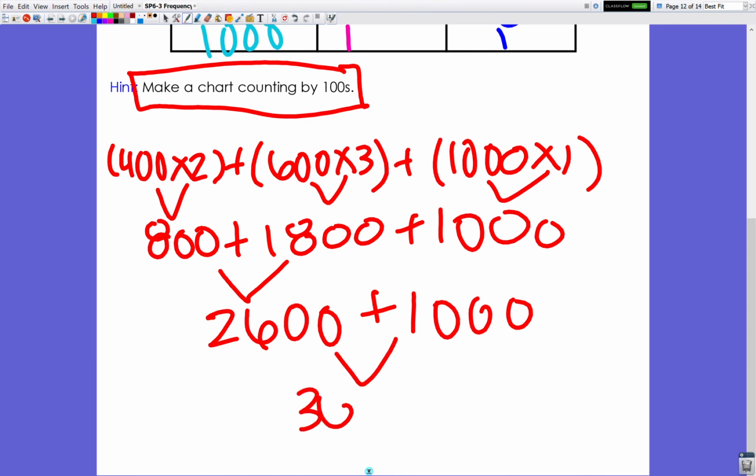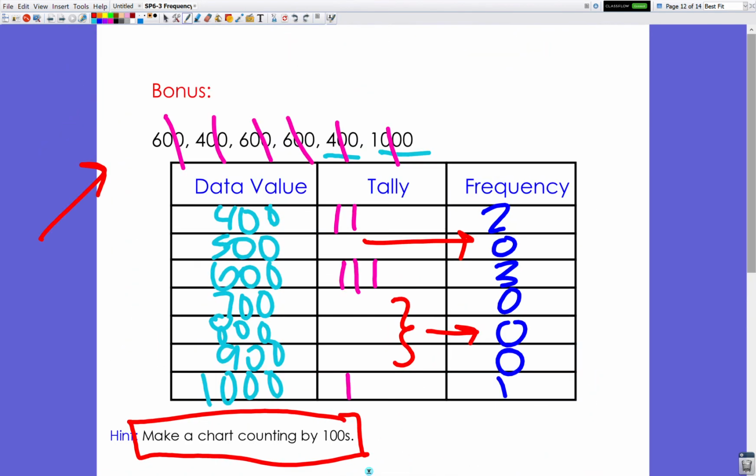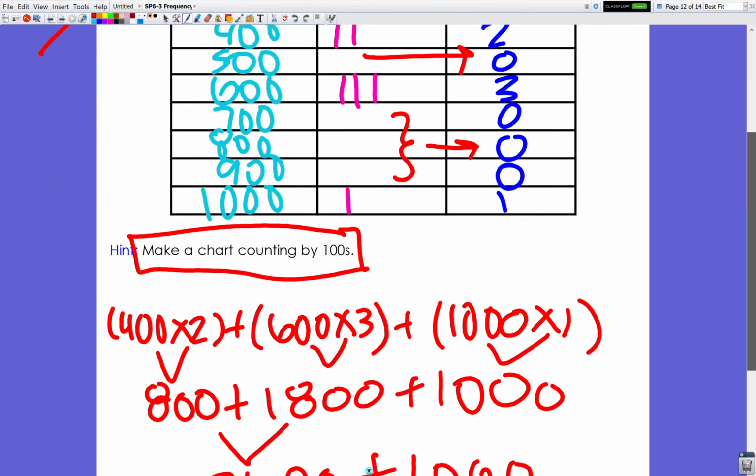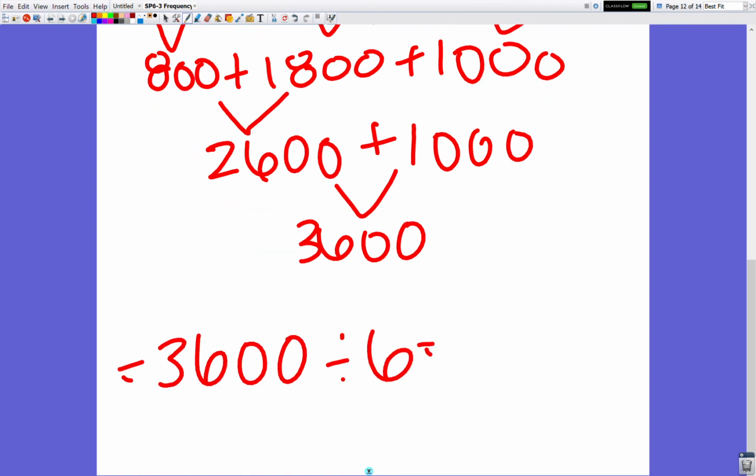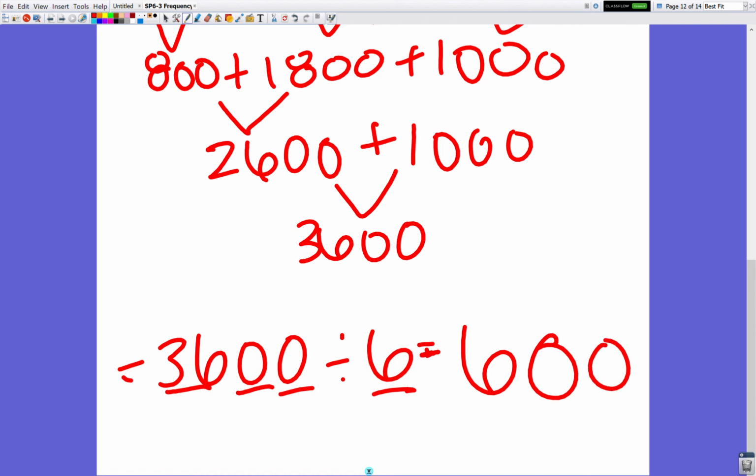2,600 plus 1,000 is 3,600. Ooh, that was 36,000. One too many zeros. Now, we'll count our data values. We have 1, 2, 3, 4, 5, 6. So then we'll do our total, 3,600 divided by our 6 data points. And 36 divided by 6 is 6. And then there are 2 zeros, so I'll put 2 zeros. So we get 600 for our mean.